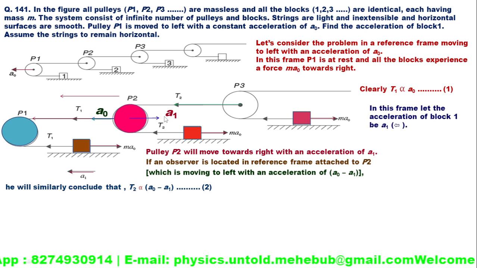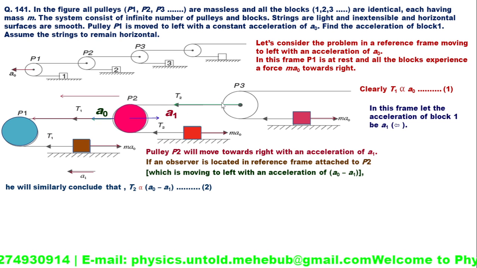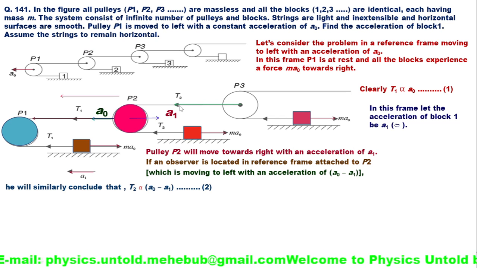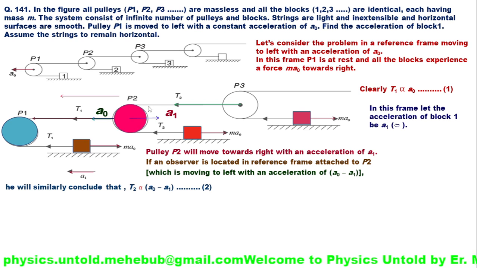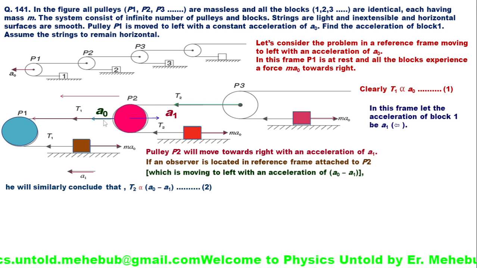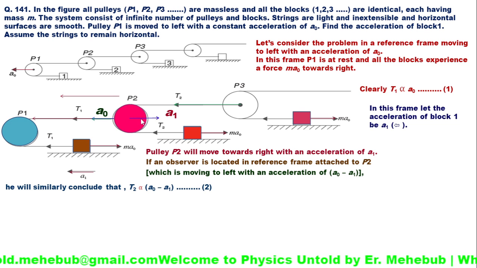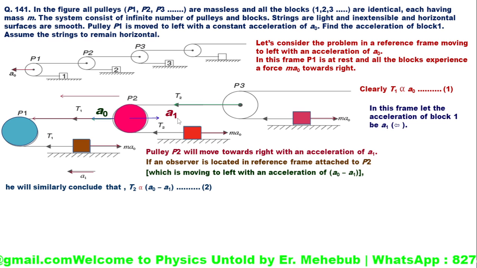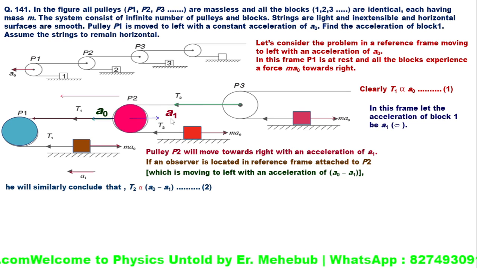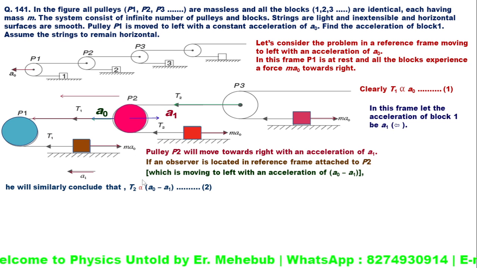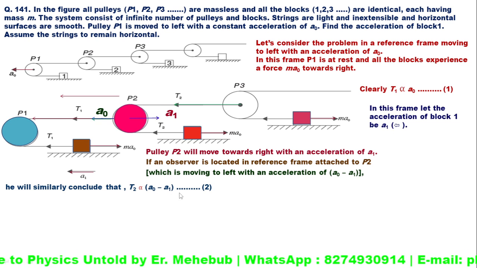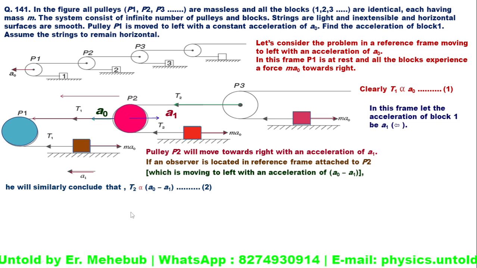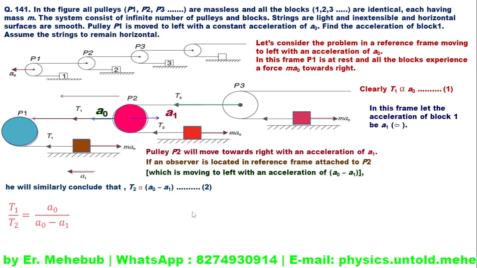Or in other words, as there is a tension developed which is equal to T2, and the acceleration in the direction of the tension is a1, and the acceleration in the opposite direction of tension T2 is a1. Therefore the net acceleration in the direction of the tension T2, which is equal to a0 minus a1, must be proportional to the magnitude of the tension T2. Let this be our equation number 2.